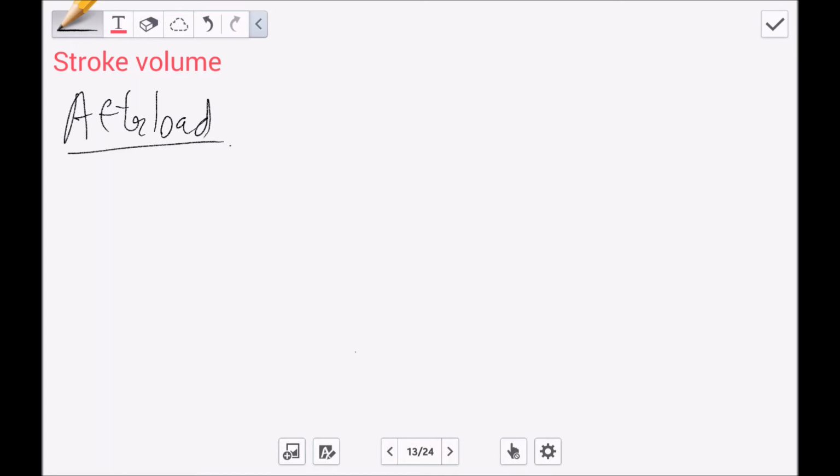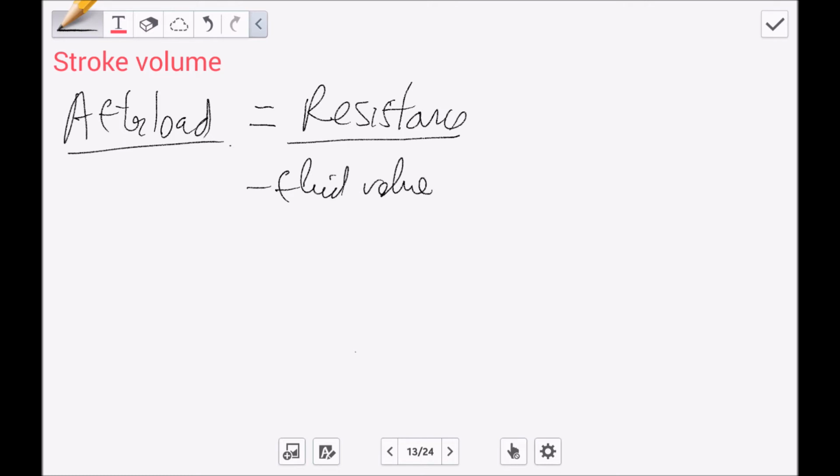And afterload, all it is, is the resistance in the circulatory system. I'm going to put resistance. Okay, so it can be affected by fluid volume. It can be affected by constriction, vasoconstriction, and atherosclerosis, hardening of the arteries, right?